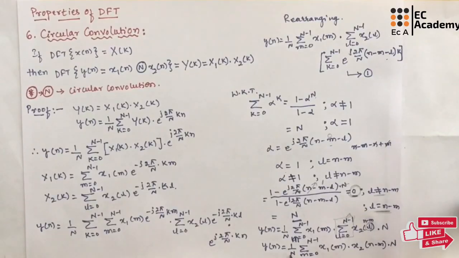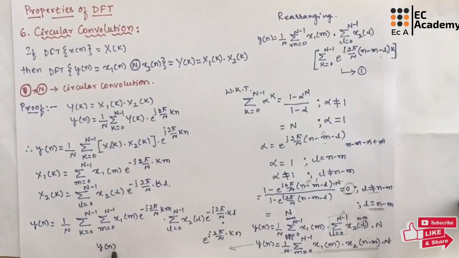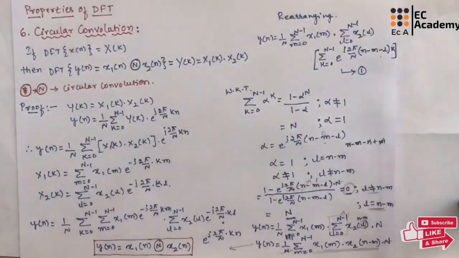So here we can cancel out these two n. So we will be left with y of n is equal to summation of m is equal to 0 to n minus 1 x1 of m into x2 of n minus m. So this is the formula for convolution. That's why we can write this equation as y of n is equal to x1 of n convoluted with x2 of n. So this is the derivation for circular convolution.